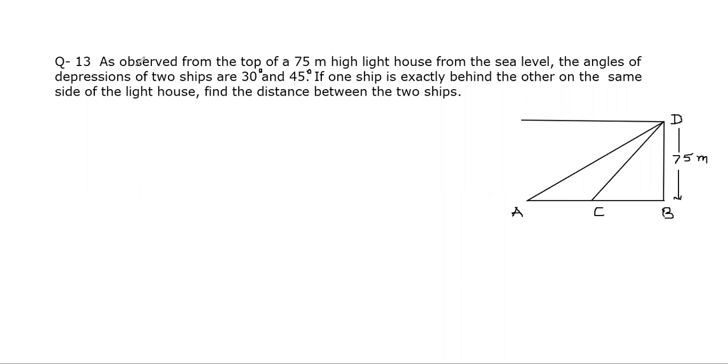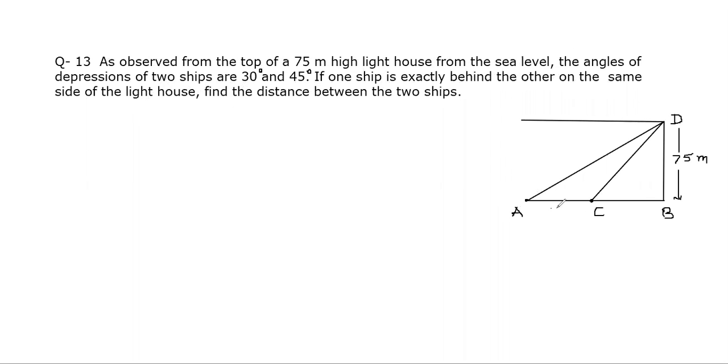Question 13. As observed from the top of a 75-meter high lighthouse from the sea level, the angles of depression of two ships are 30 degrees and 45 degrees. If one ship is exactly behind the other on the same side of the lighthouse, find the distance between the two ships. Here, these are the positions of the two ships A and C.